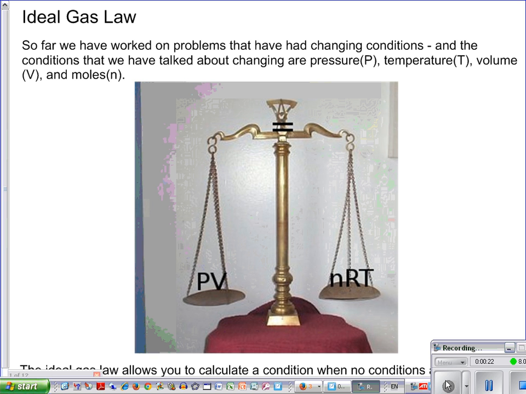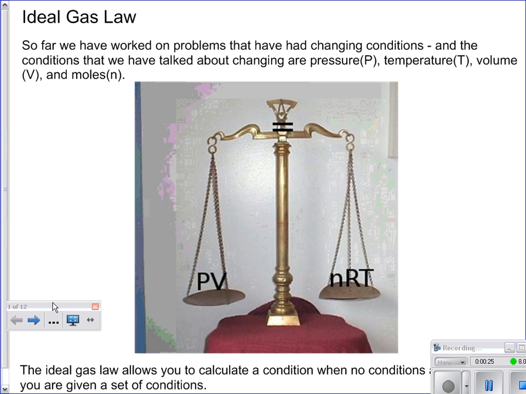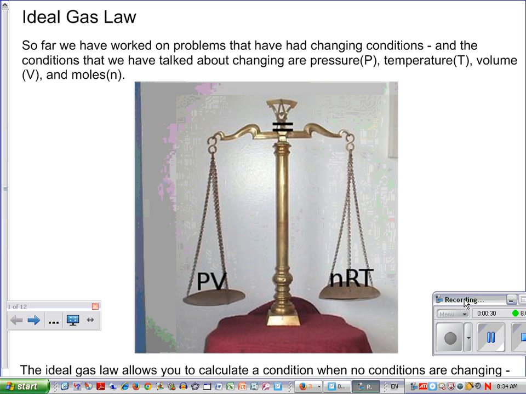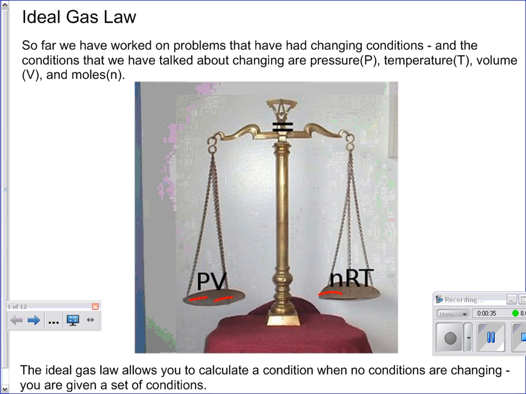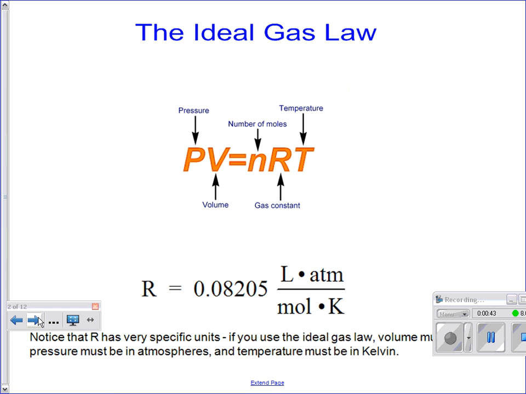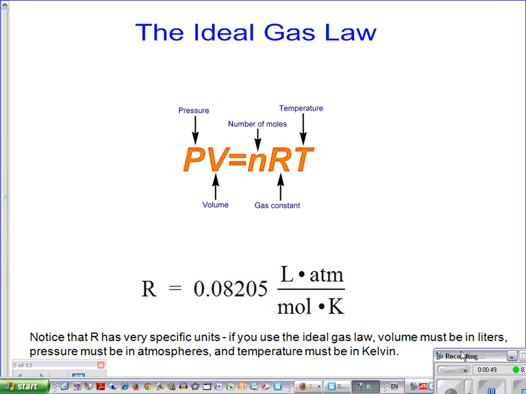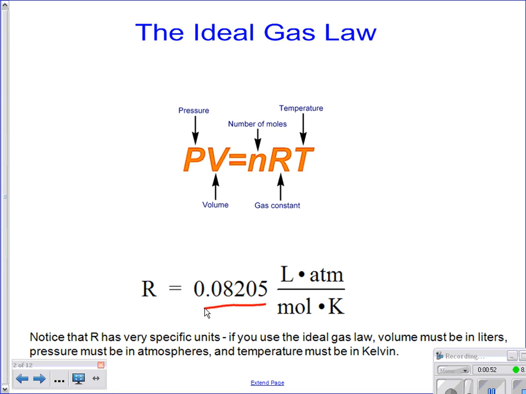Well, with this, we're going to calculate a condition when no conditions change. So we're just going to have one pressure, one volume, one number of moles, and one set temperature. And then there's also the gas constant, and that's what we'll learn about here. That gas constant is a value known as 0.08205, and the units would be atmospheres times liters over mole Kelvin.